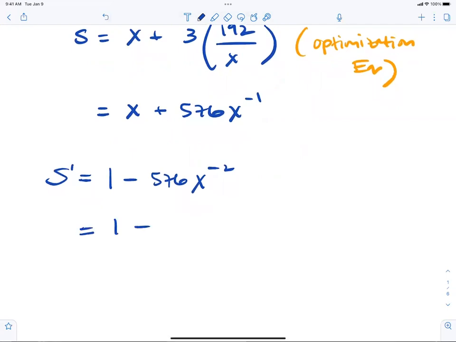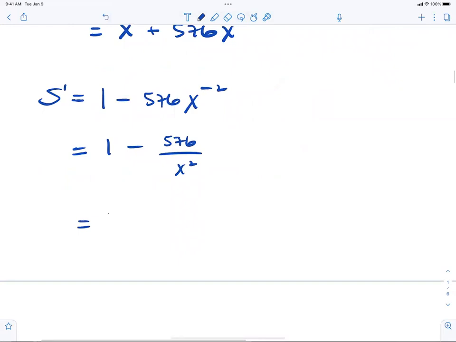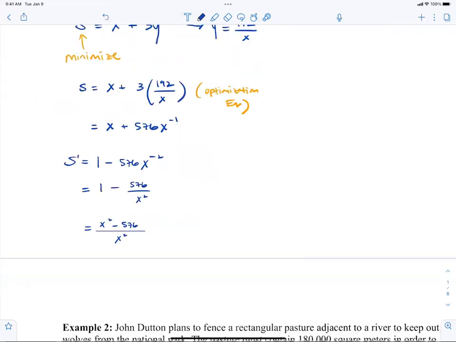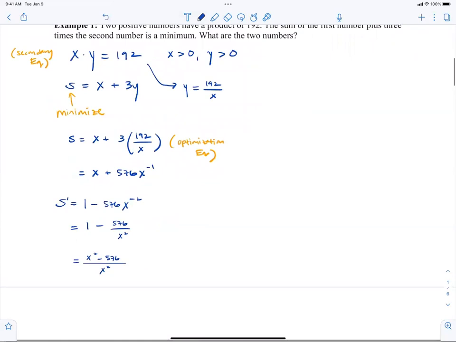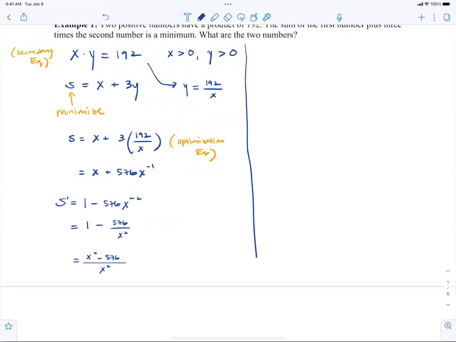Now I would rewrite this with a common denominator. Whoa, because think about what we're doing. Why don't I keep writing it first? Think about what we're trying to do. We're trying to find critical numbers. What is the square root of 576?